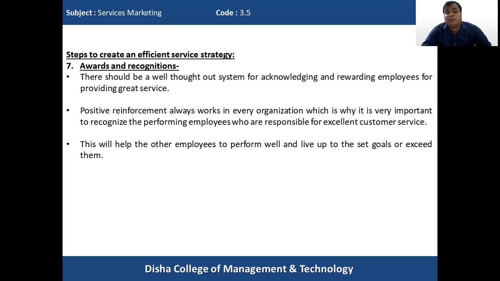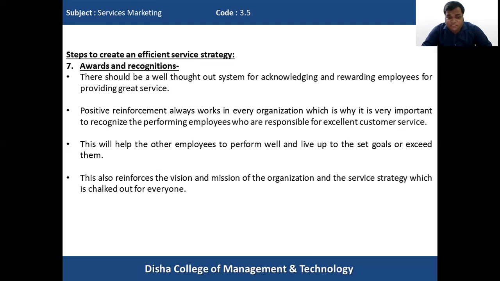So they will also try to perform and live up to the set goals or service standards that are set by the organization, and also try to exceed them, because they also want those kinds of awards and recognitions. So these awards and recognitions act as a positive reinforcement not only to the employees who are already giving good or great service to the customers, but also to the other employees. It will act as an example to the other employees, and these employees will also start performing well and living up to the organization's set goals and try to exceed them. So this is very, very important.